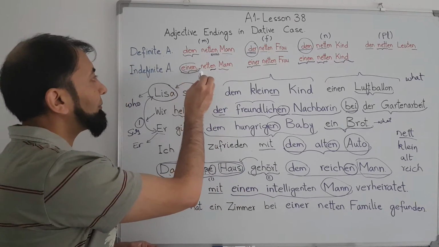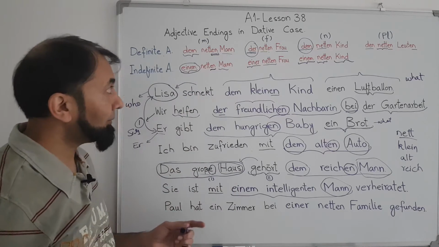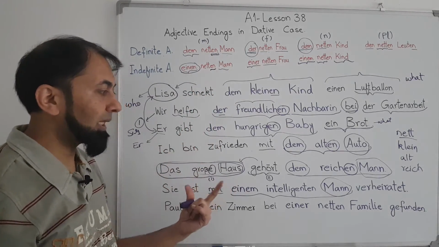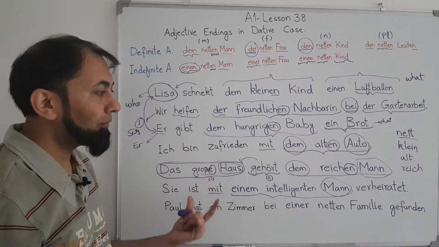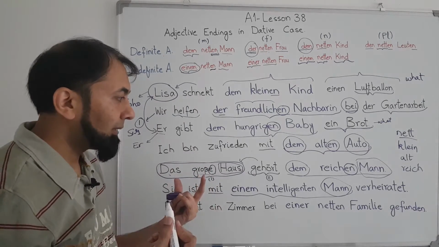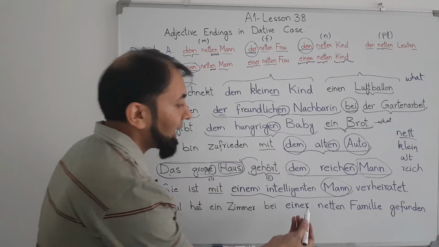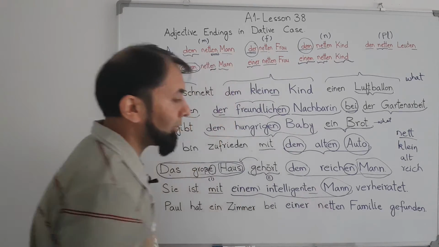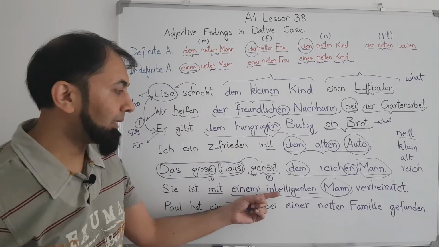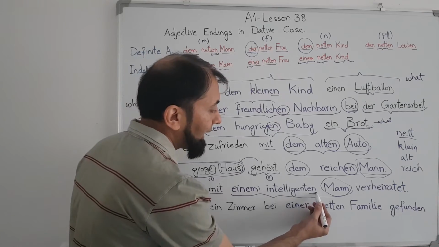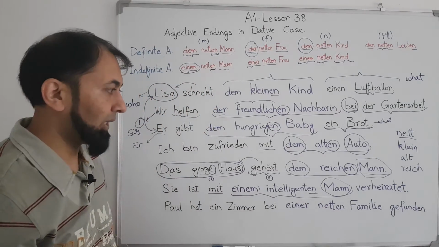This is what we have learned over here, and what we have learned again here is, if we want to use an adjective for a masculine noun in the dative case where we are using an indefinite article, then we have to use en at the end of the adjective. Here we are using intelligent as an adjective, and we have to add en at the end of this adjective.